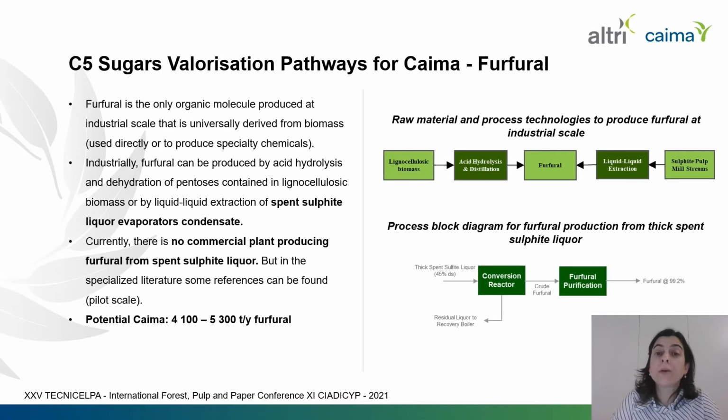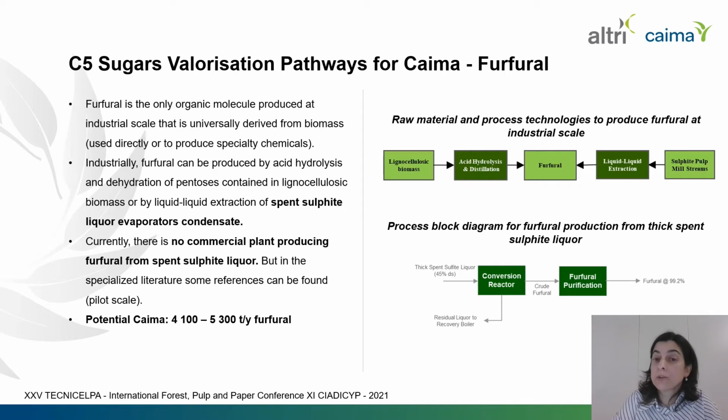Furfural. Furfural is the only organic molecule produced at industrial scale that is universally obtained from biomass. Industrially, furfural can be produced by acid hydrolysis and dehydration of pentoses contained in lignocellulosic biomass, or by liquid-liquid extraction of spent sulfite liquor evaporated condensate using high boiling point solvents.